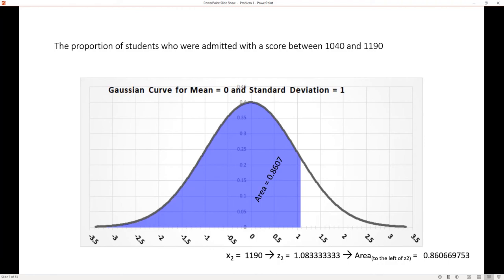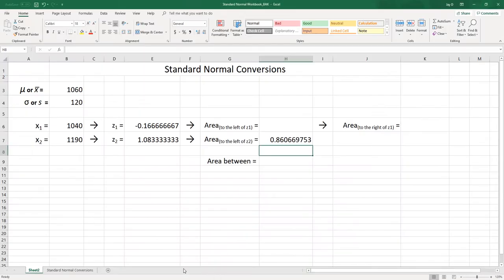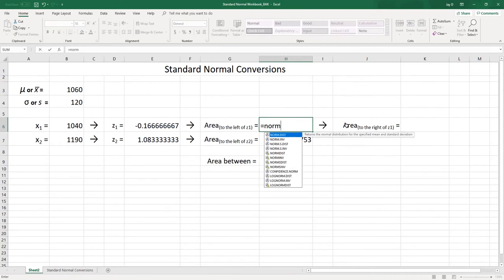Let's go to the x1 value. We would type in the same thing, equals NORM.S.DIST.